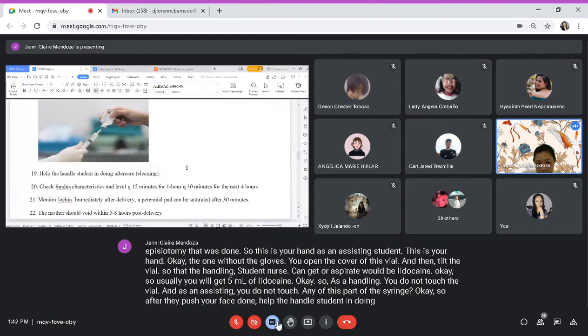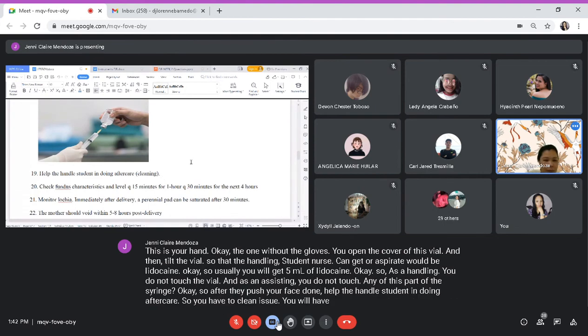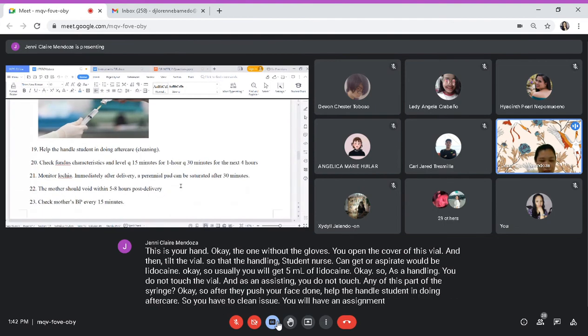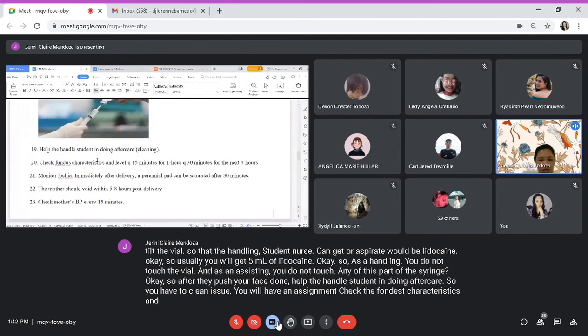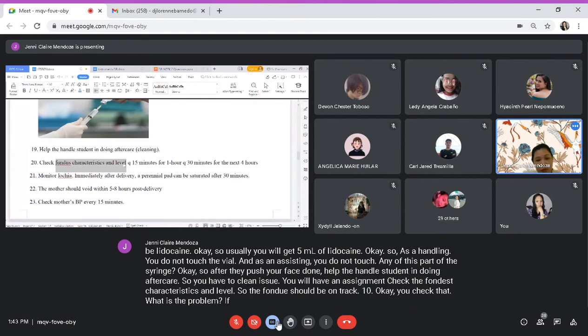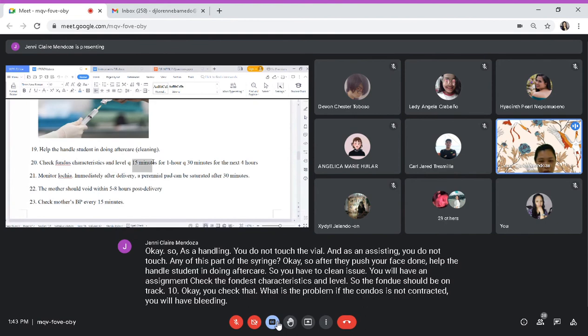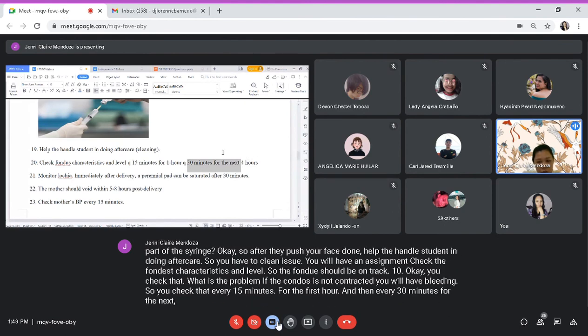So you have to clean. You will have an assignment. Check the fundus characteristics and the level. So the fundus should be contracted. Okay, you check that. What is the problem if the fundus is not contracted? You will have bleeding. So you check that every 15 minutes for the first hour, and then every 30 minutes for the next 4 hours if the patient is still in the delivery room.